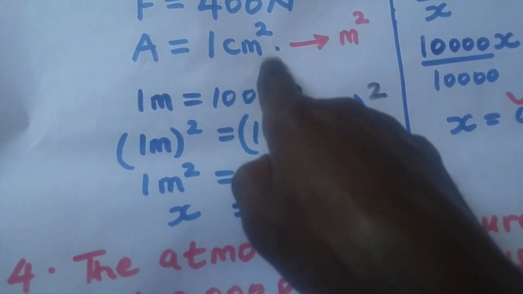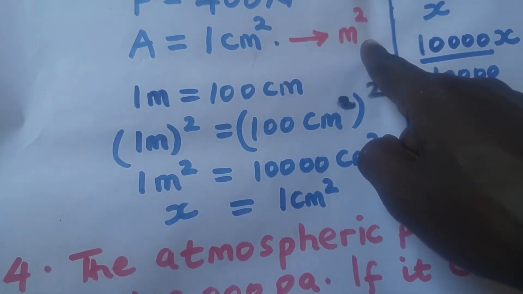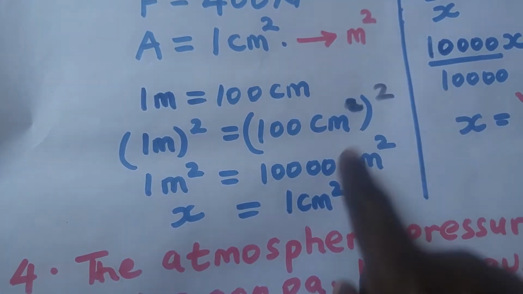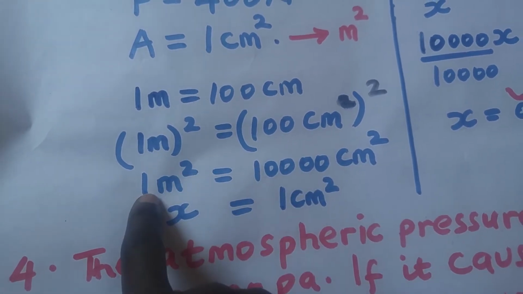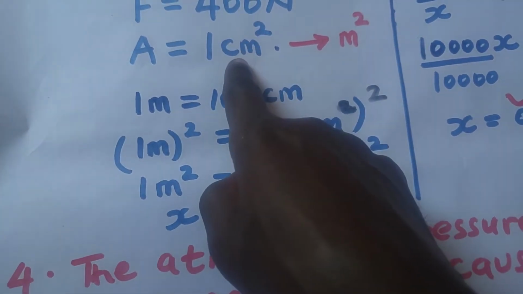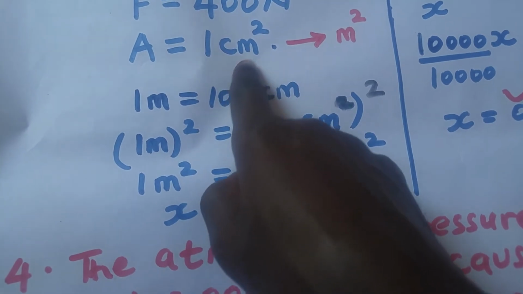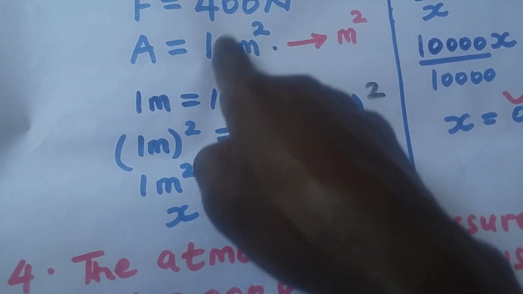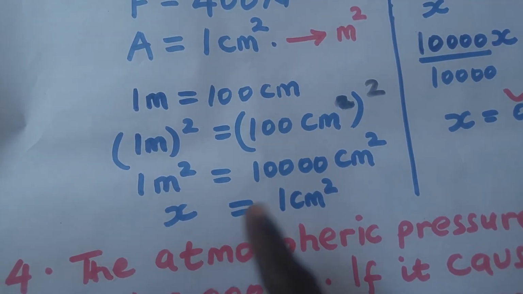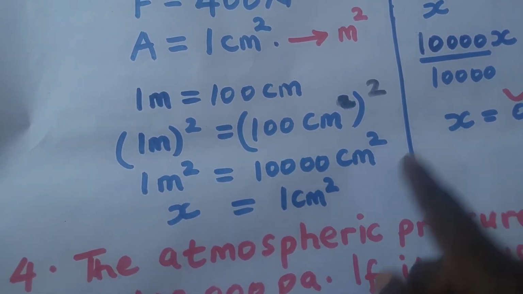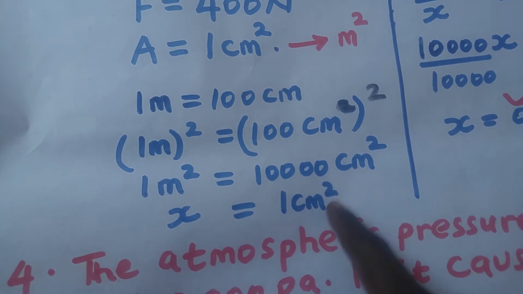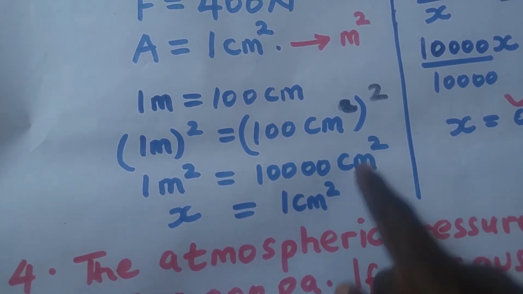1 centimeter squared. We are supposed to convert it to meters squared. So where do we put it? Do we put it this side of the equal sign, or this side? Since these are centimeters squared, we put them where they are centimeters squared. This side we have meter squared, and this side we have centimeter squared. So we shall put it this side, so that the centimeter squared are on one side.